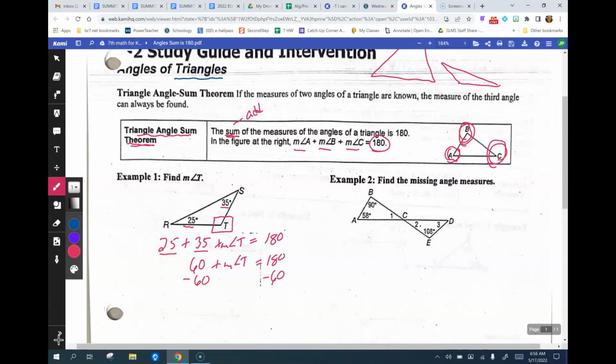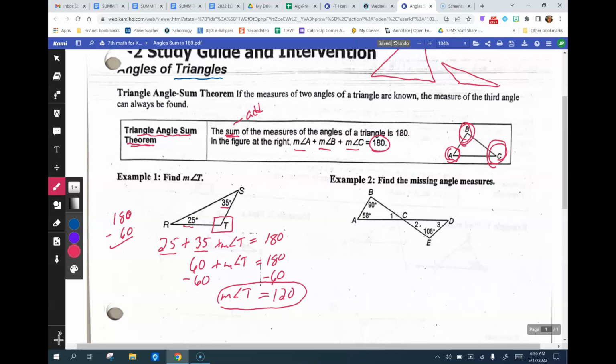Now a lot of you, I know, have already gone, well, why didn't we just add those together and subtract from 180 to begin with? You can. That's not a problem. You might have added these two together and just taken 180 minus 60 and come up with 120. That would have been fine. I just want to show you the equation. So that means the measure of angle T is 120.